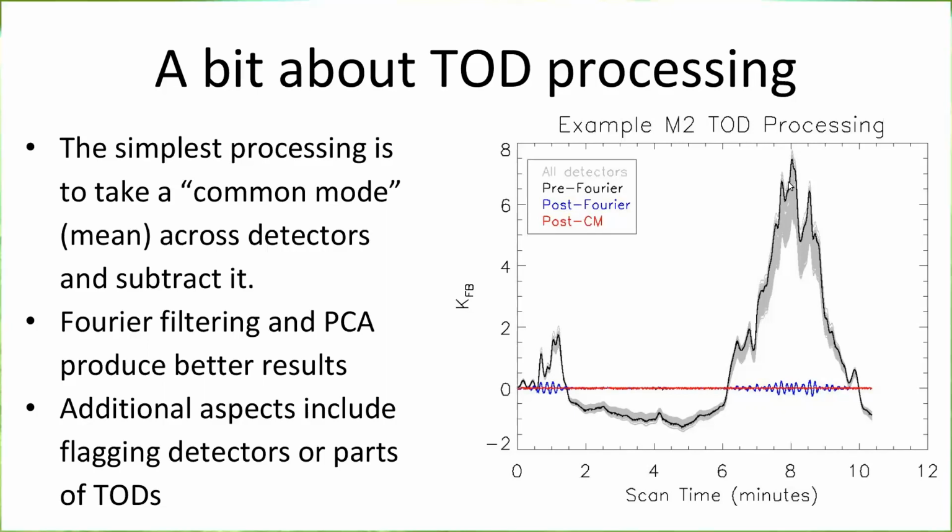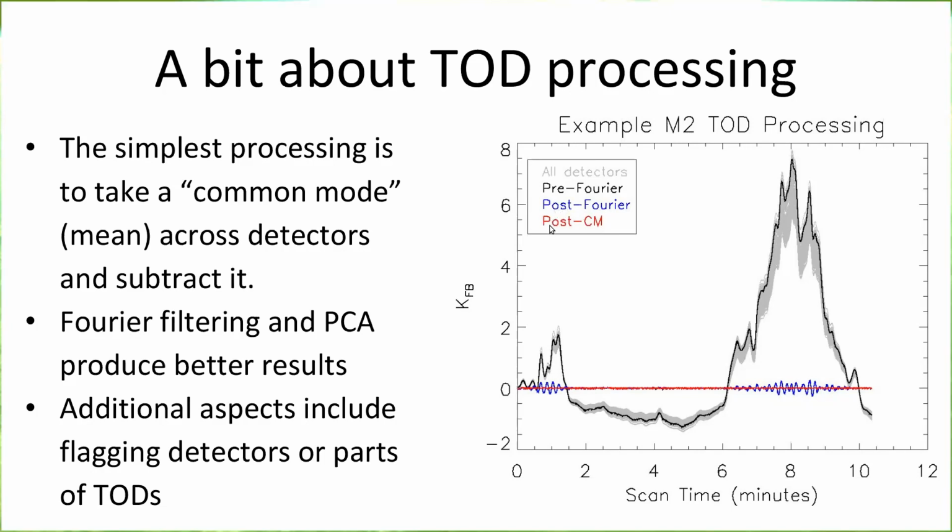And then I've just highlighted one detector time stream in black there. So the point is, really all of that signal that you're seeing is due to the atmosphere, and we want to subtract that off. So you calculate a mean across the detectors and subtract that off.